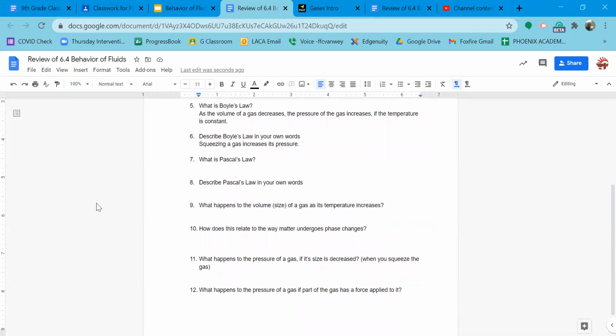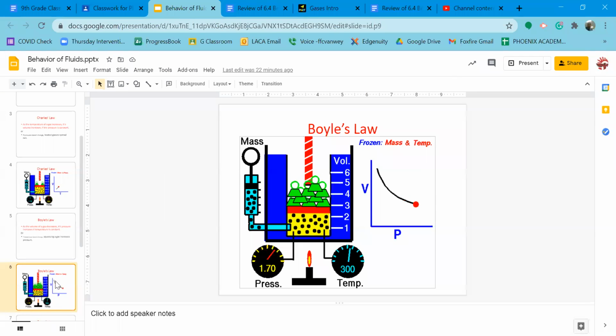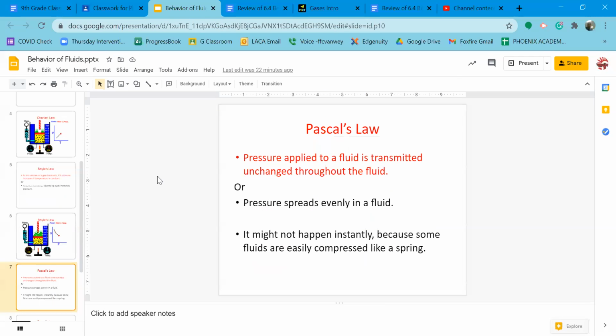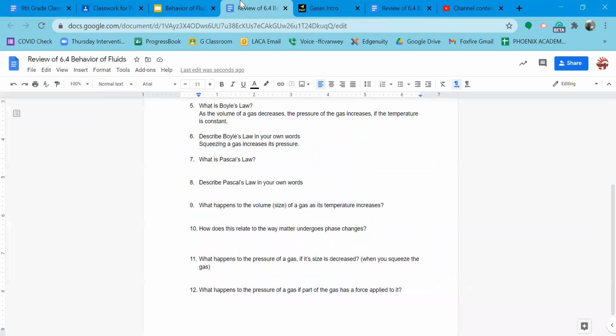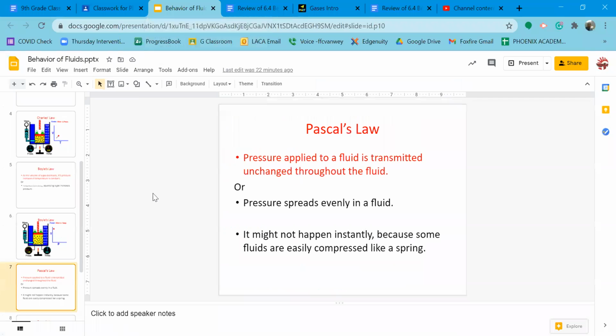Next, we have Pascal's law, which is a different sort of law. And it says that when we apply a pressure to a fluid, that pressure is transmitted unchanged throughout the fluid. Okay. So Pascal's law says that pressure applied to a fluid is transmitted unchanged throughout the fluid. In other words, when you push on a gas or a liquid, that push gets spread throughout the liquid.